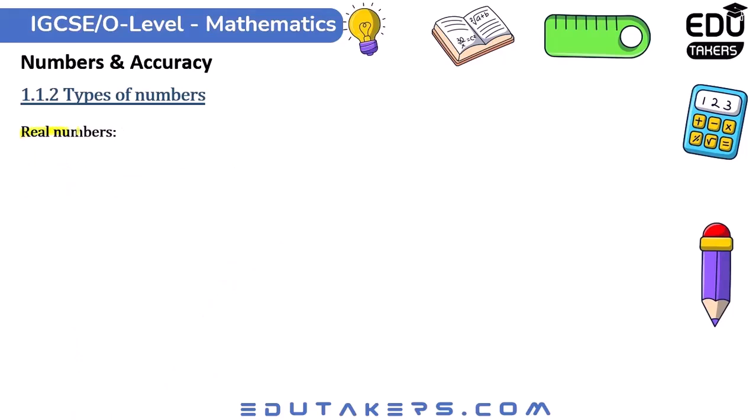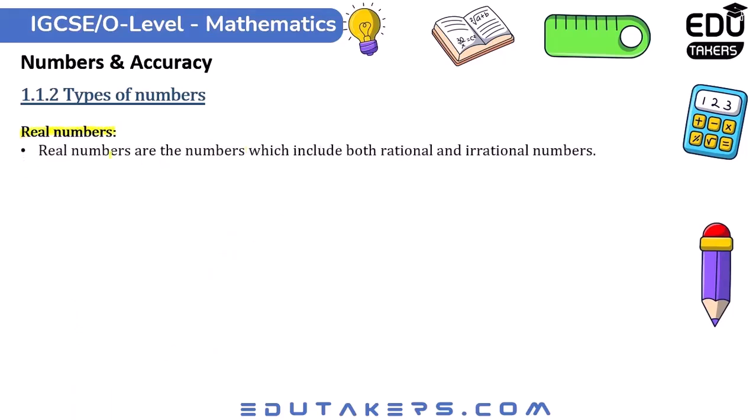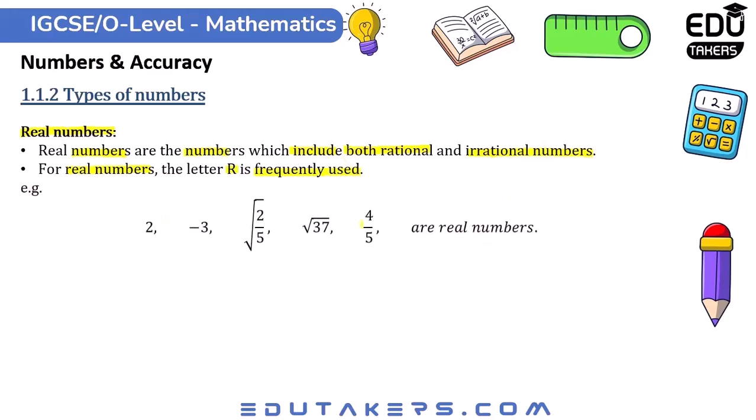The next is real numbers. Real numbers are the numbers which include both rational and irrational numbers. For real numbers, the letter capital R is frequently used. For example, these all are the examples of real numbers, where we have 2, -3, 2 over 5, square root of 37, 4 over 5.